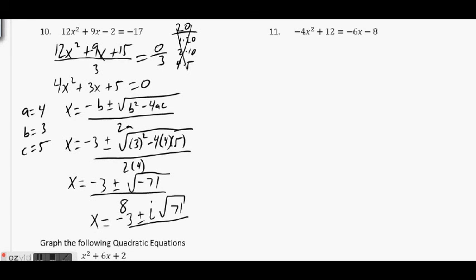Alright, number 11. Subtract 6x, add 8. -4x squared plus 6x plus 20 equals 0. Again, they're all multiples of 2, but even better yet, they're all multiples of -2. Let's get rid of that stupid negative hanging out in front. Alright, so I have positive 2x squared minus 3x minus 10 is equal to 0.